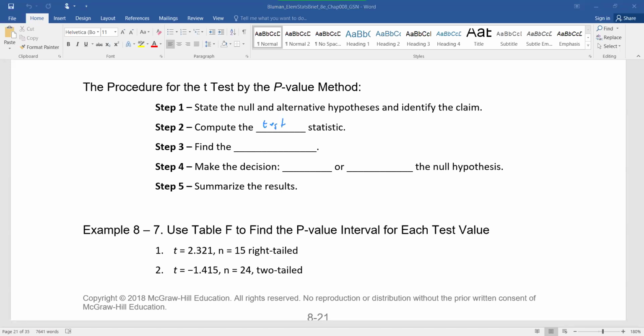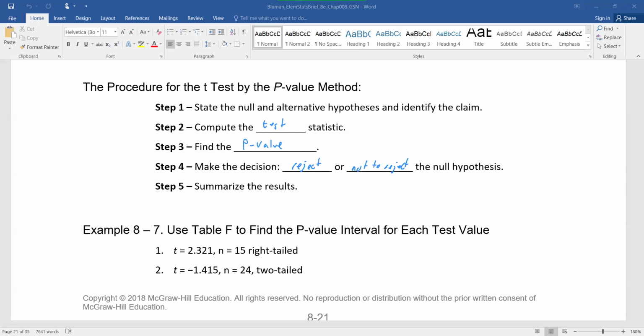Step 3, this time we'll find the p-value. And that's what we then use that chart to determine where we will reject the null and how confident we are with that. Step 4, we'll make the decision again to either reject or not reject the null hypothesis, and as always, summarize the results, restating what the researcher was claiming. Any questions here? Okay, let's do an actual problem.